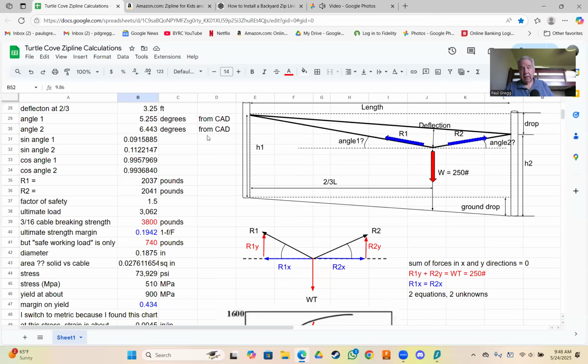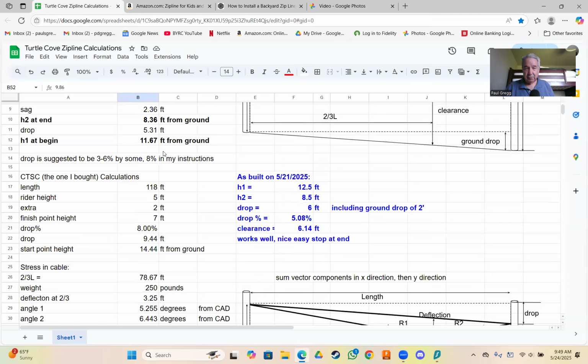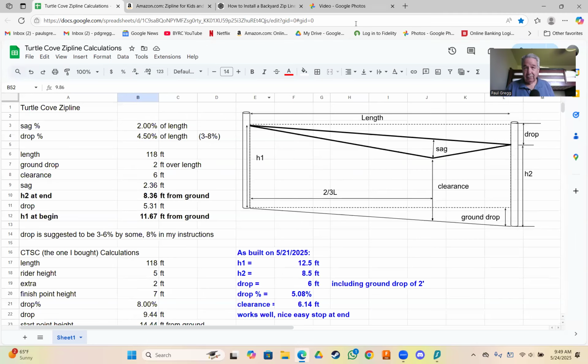Okay. So that's not the definitive engineering explanation of zip lines, but that's what I did, and I documented it.